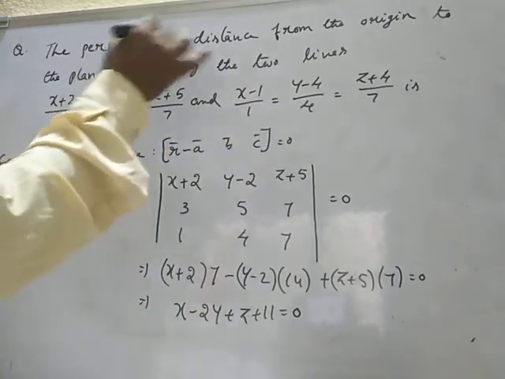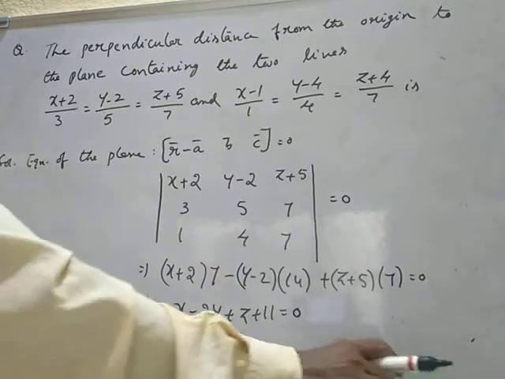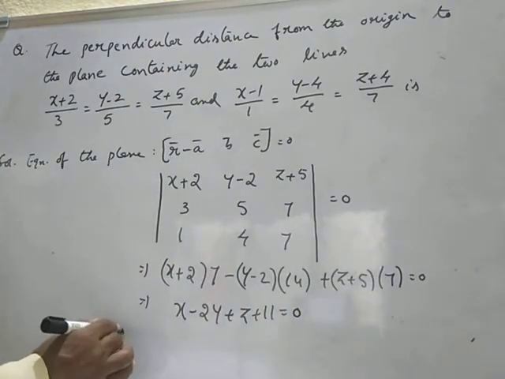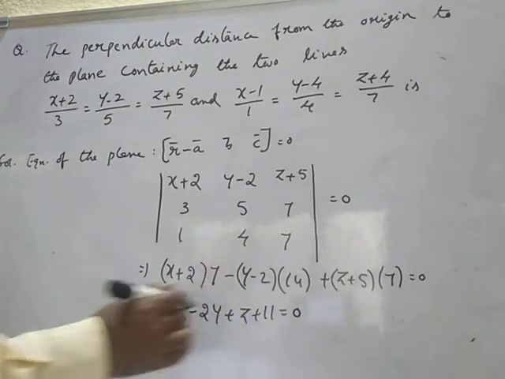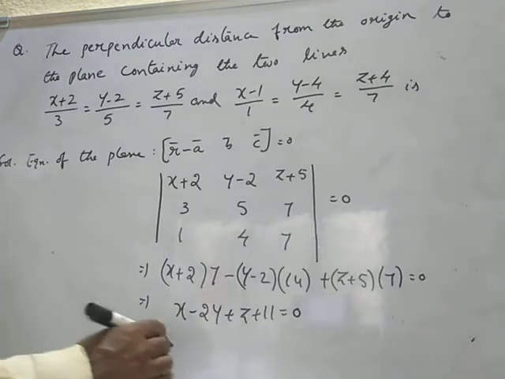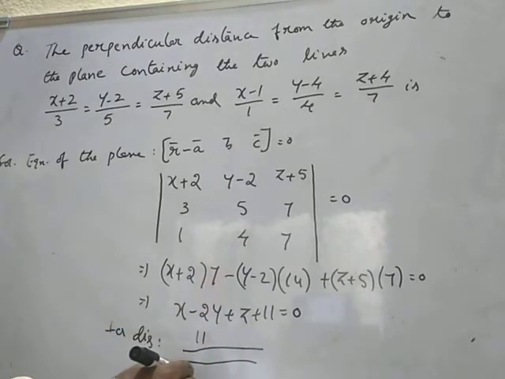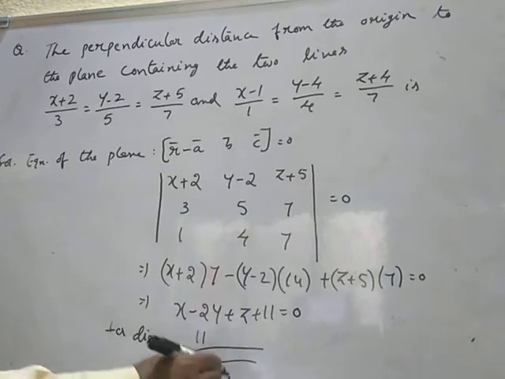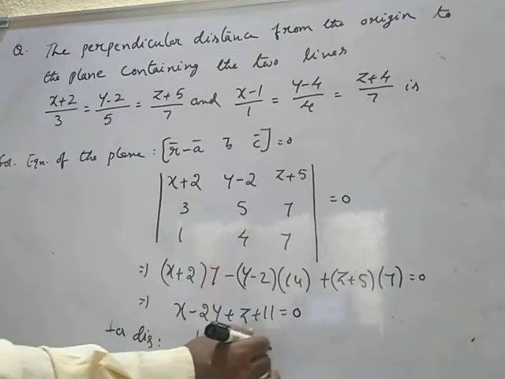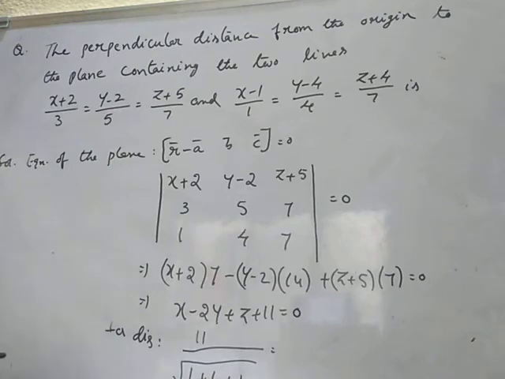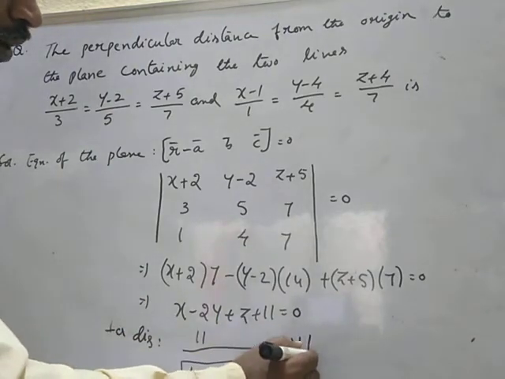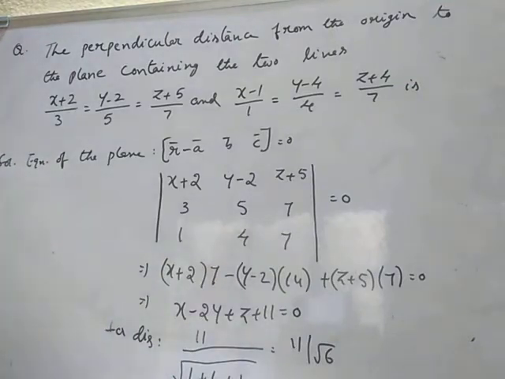Now we find out the perpendicular from origin to the plane. Perpendicular distance from origin to the plane is mod of d by square root of a square plus b square plus c square. Mod of d means 11 by square root of a square 1 plus b square 4 plus c square 1. That is equal to 11 by root 6. The perpendicular distance from origin to the required plane is 11 by root 6.